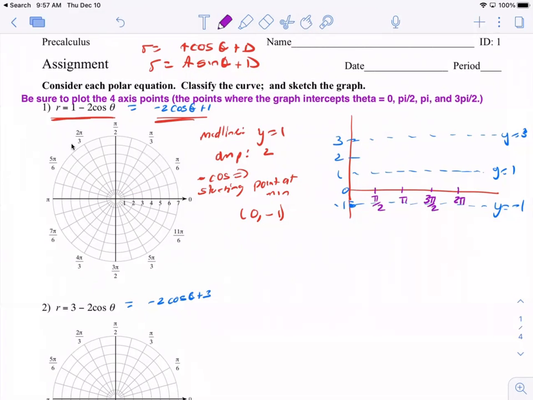And now we're going to sketch the graph. It starts at the minimum, so at 0, -1. Then a quarter period later at pi over 2, it's at the midline, so pi over 2, 1. Then at pi, it's up at 3. Then at 3 pi over 2, it's back at the midline. And then at 2 pi, it's at the minimum.